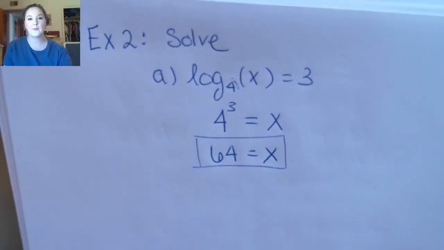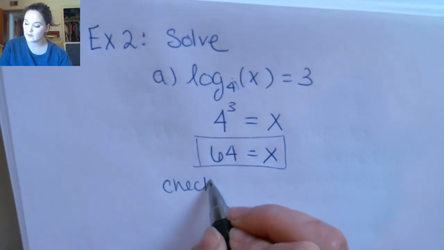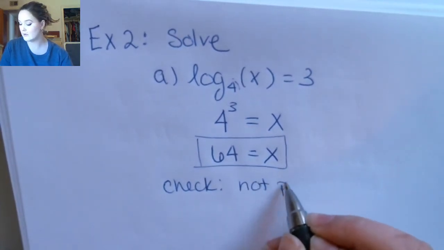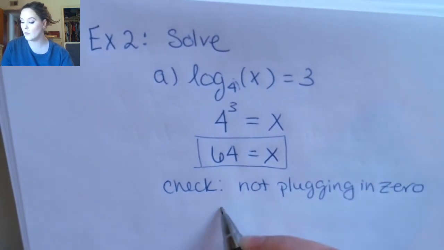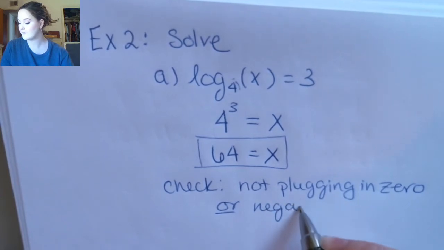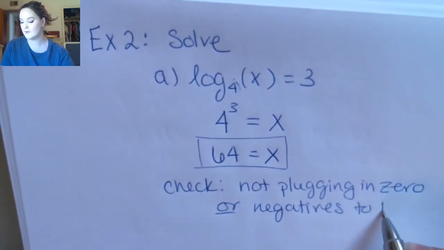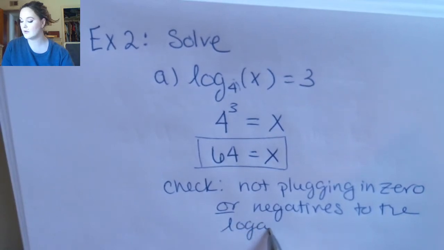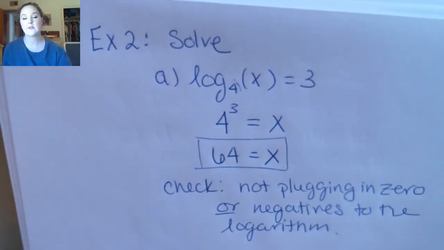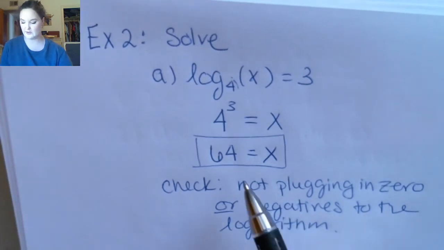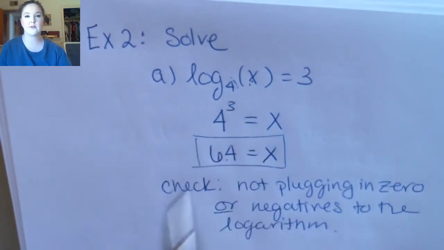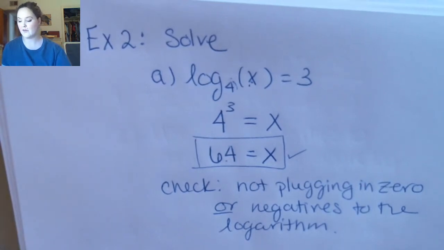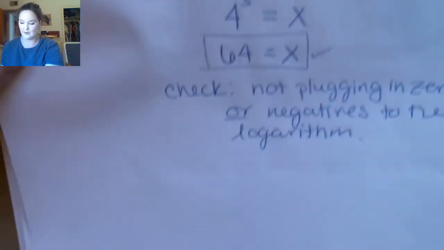And what you're checking for is that you're not plugging in 0 or negatives to the log. So that's what you're checking for when you're checking for extraneous solutions. So if you look at 64, you would plug it in here. It's positive, it's not 0, so that's great. So this really is a solution to our equation. All right, let's look at a slightly more difficult example.